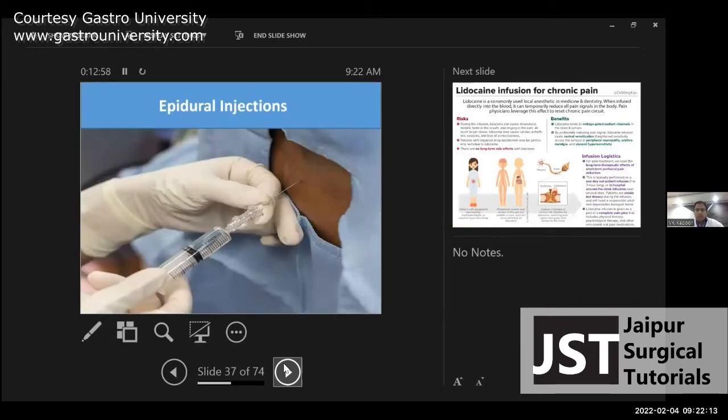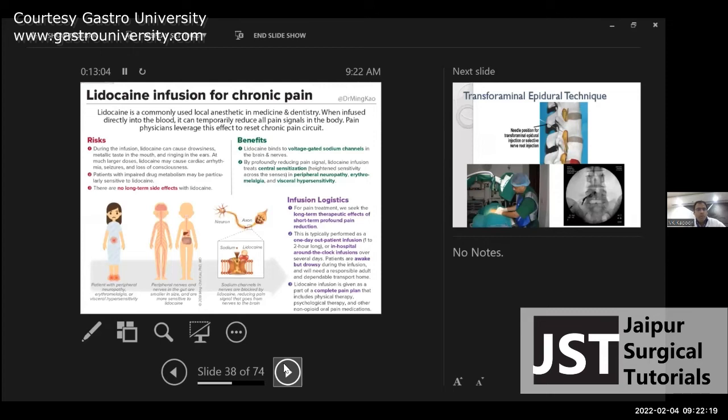Epidural injections are the cornerstone for management of any back pain. We are also doing lidocaine infusions for chronic pain. Lidocaine is a local anesthetic and it is known to cause cardiovascular toxicity. But we are using it at about 4 times the dose which is routinely used in anesthesia. And we do proper cardiac monitoring and hemodynamic monitoring when we do lidocaine infusions. Until now, we have done about 80 to 100 lidocaine infusions for our patients.